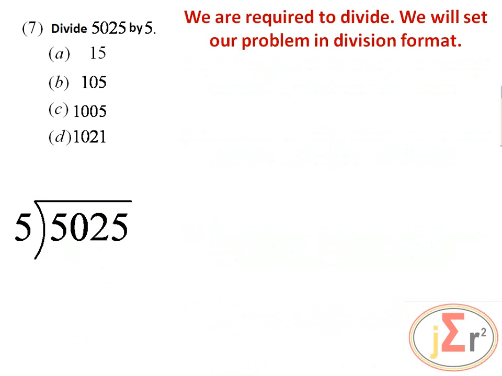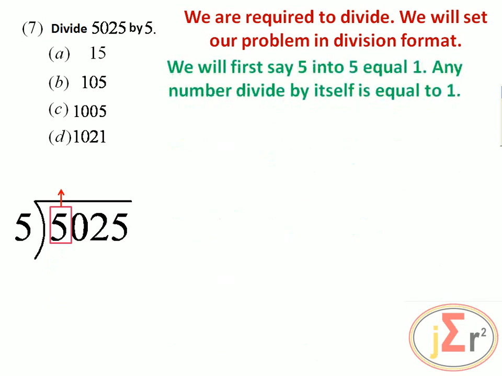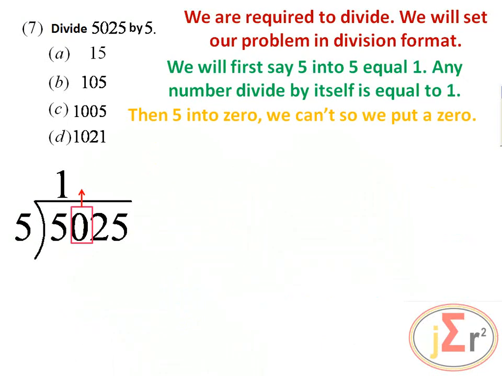We have done that in one step. What do we do next? We say 5 into 5 goes 1 time. So we will first say 5 into 5 equals 1. Any number divided by itself is equal to 1. What do we say next? Then 5 into 0. Can we do that? Can we divide 5 into 0? We can't. So we put a 0.